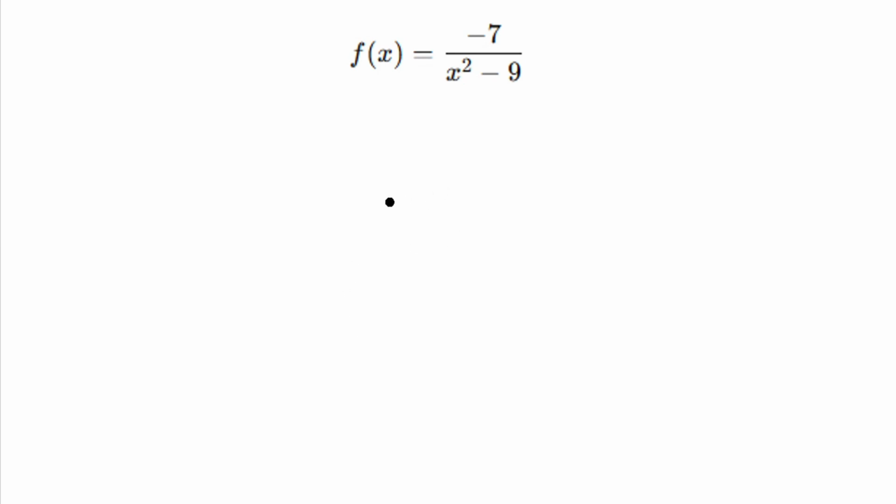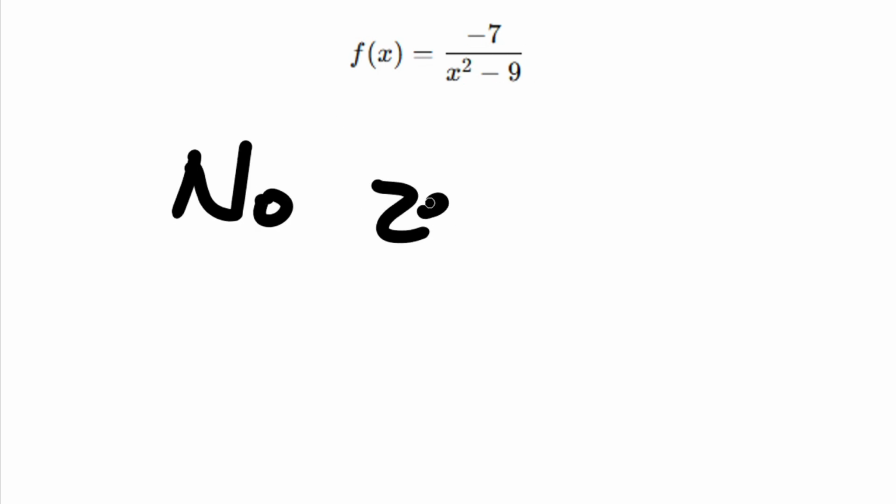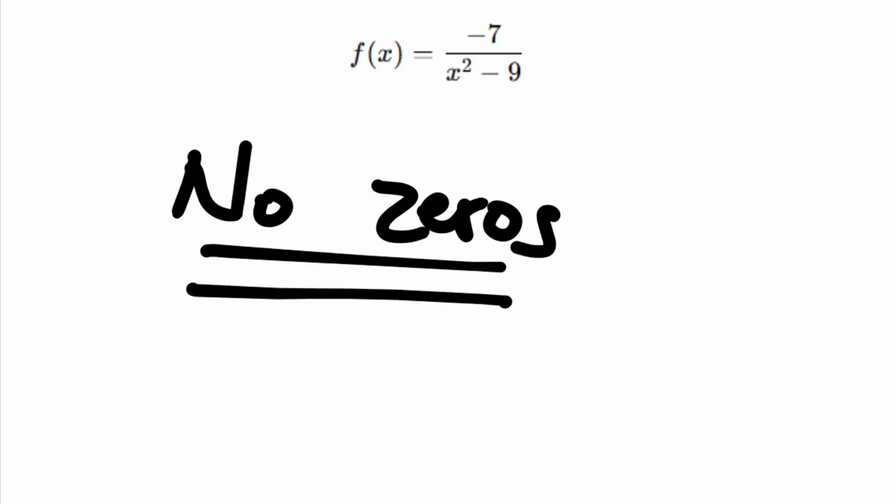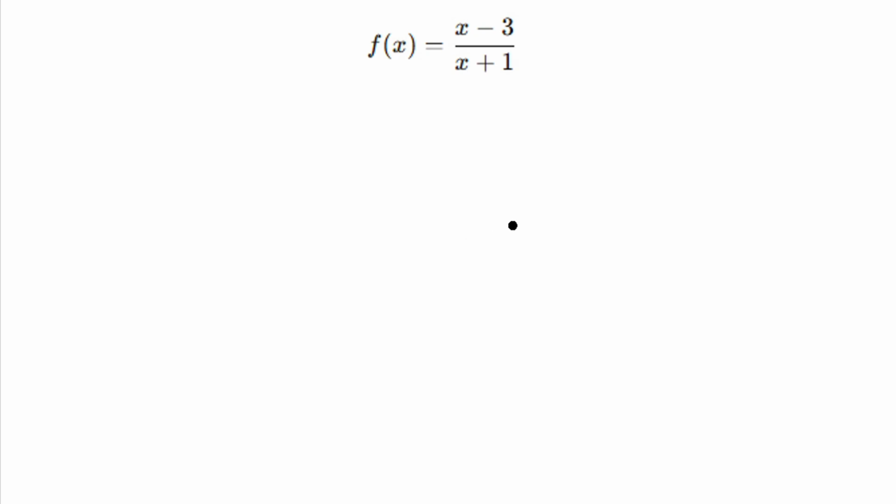This one has a negative constant as the numerator. We don't care whether it is positive or negative or a square root. Once it's a constant and doesn't have the x term inside the numerator, the response is still no zeros for this function as well. Okay, let's move to something else.